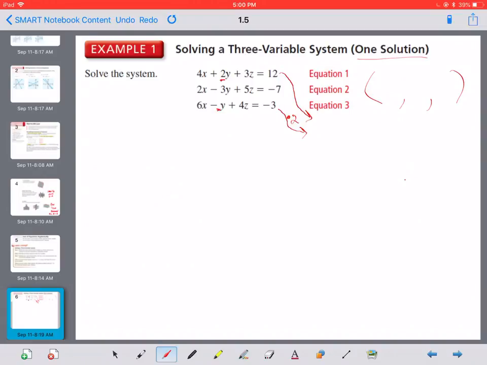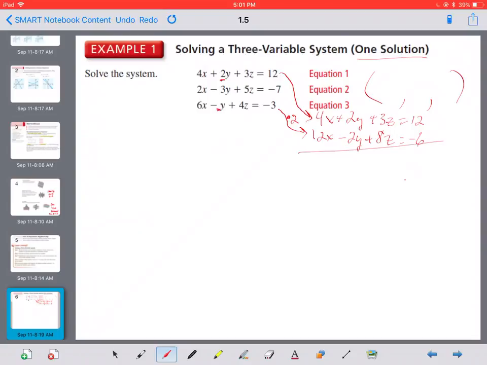So let's just bring down the top one straight. I'm not multiplying by anything. There's nothing on my line, so it just goes to 4x plus 2y plus 3z equals 12. Let's pull the bottom one down. 6x times 2 is 12x. Negative y times 2 is negative 2y. 4z times 2 is 8z. Negative 3 times 2 is negative 6.